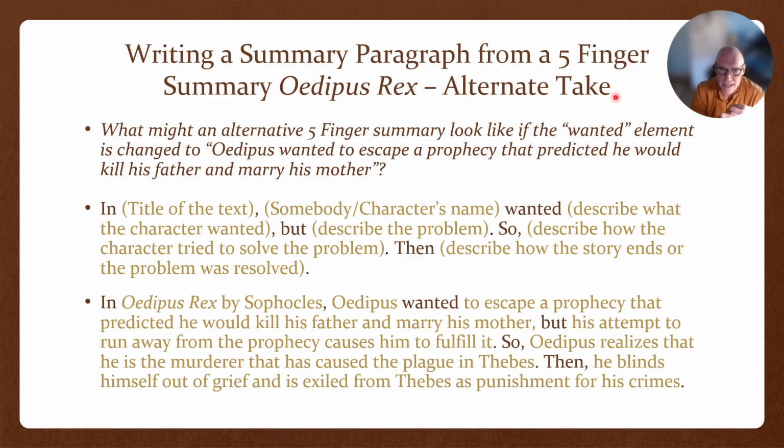So we would have the same opening in Oedipus Rex by Sophocles. Oedipus wanted to escape a prophecy that predicted he would kill his father and marry his mother, but then you would need to alter the elements after that. So, but his attempt to run away from the prophecy causes him to fulfill it. So Oedipus realizes that he is the murderer that has caused the plague in Thebes. Then he blinds himself out of grief and is exiled from Thebes as punishment for his crime.